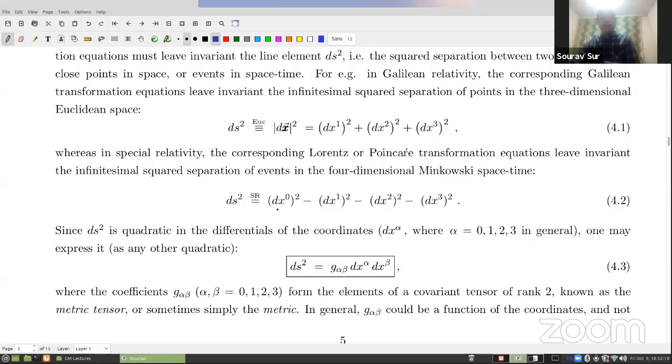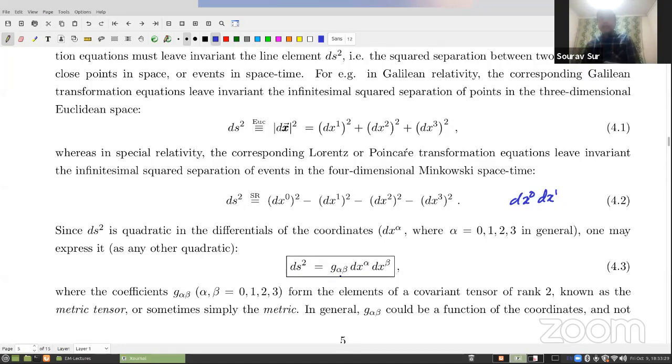So what we write in general is the infinitesimal distance squared, or the line element, written in this fashion. There is a sum over alpha and beta. In cases like the Euclidean or the Minkowskian, you have only the diagonal terms present. The off diagonals, like cross terms, are not present; you don't have any term like dx0 dx1 in this special relativistic line element. But in general, there could be. And also the coefficients in front are in general not constants. They are actually functions of the coordinates themselves.